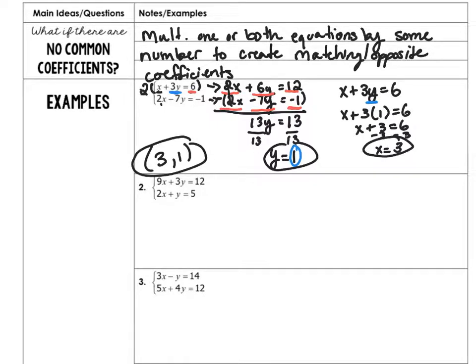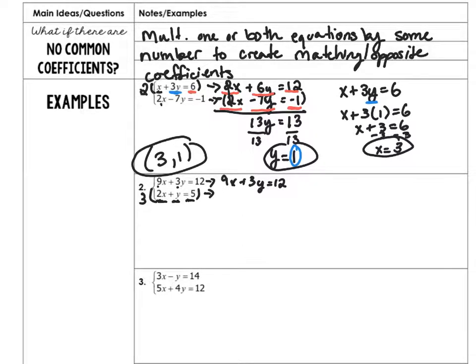Let's try another. Let's try number 2. This is a 9 and this is a 2, so we'd have to multiply everything on both sides if we solve for x. So let's look at y's. We have a 3y in the first one and a y here. That means we need to multiply everything by 3 in this second equation to get the same coefficient. The original stays the same up here, and now we multiply all 3 terms by 3.